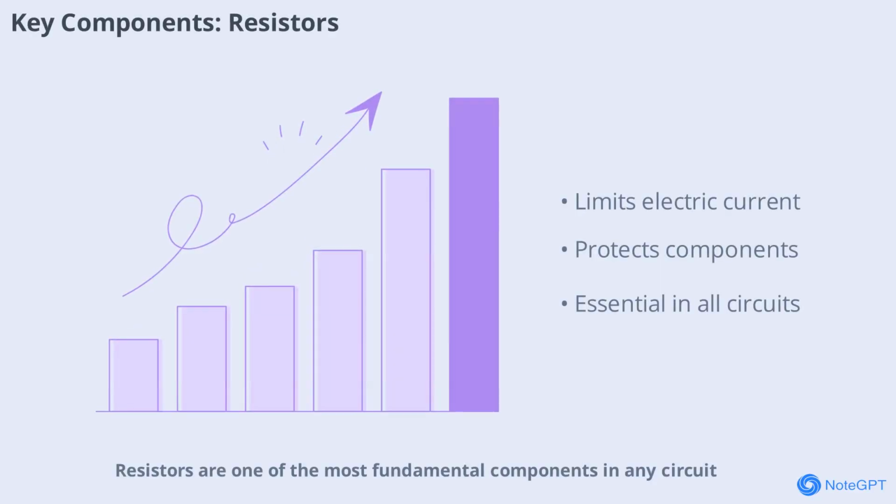Resistors are one of the most fundamental components in any circuit. Their main job is to limit or control the flow of electric current. By adding resistance, they help protect sensitive parts of the circuit and ensure everything operates safely. You'll find resistors in nearly every electronic device from radios to computers. When designing a circuit, choosing the right resistor value is crucial for achieving the desired performance and protecting other components from damage.